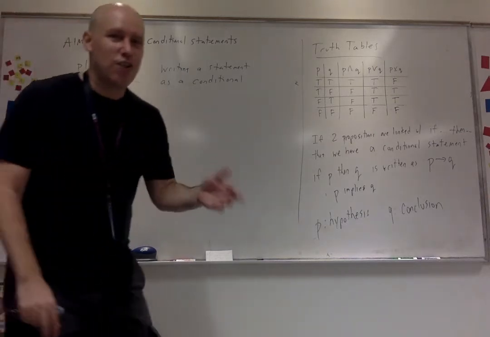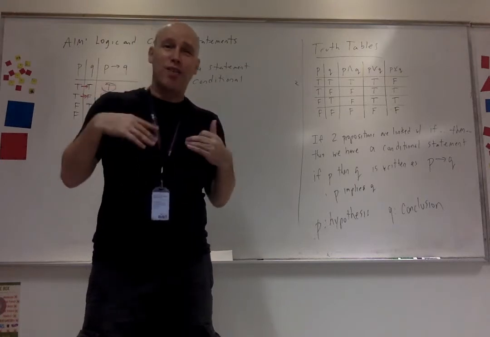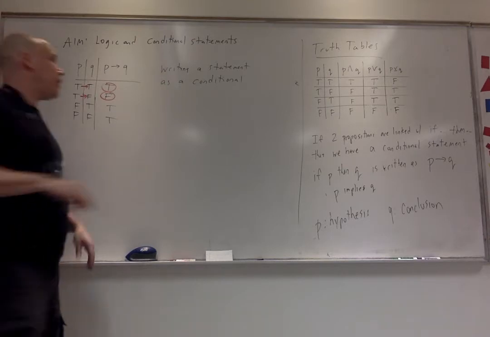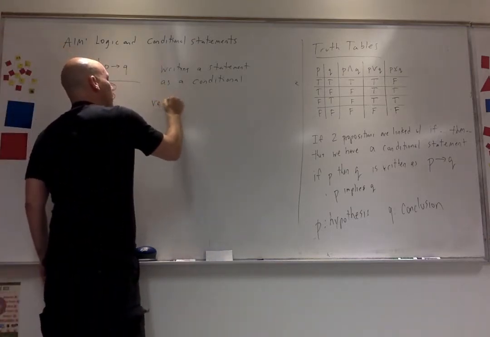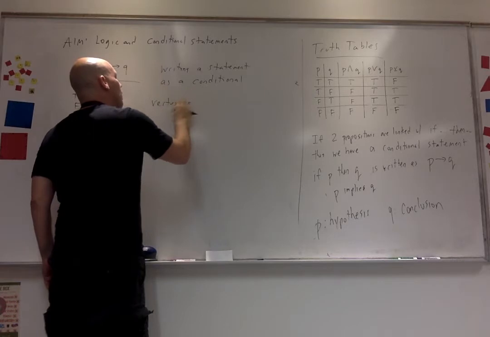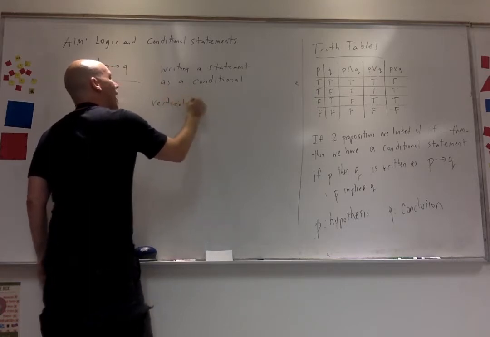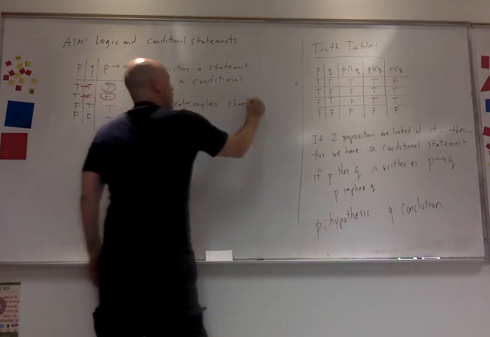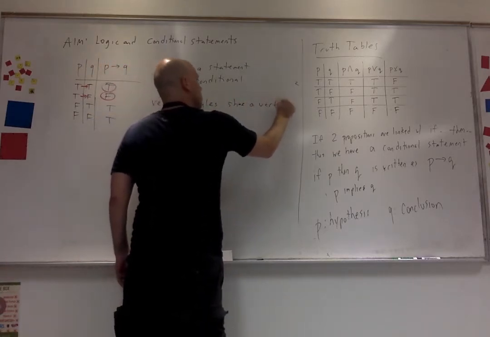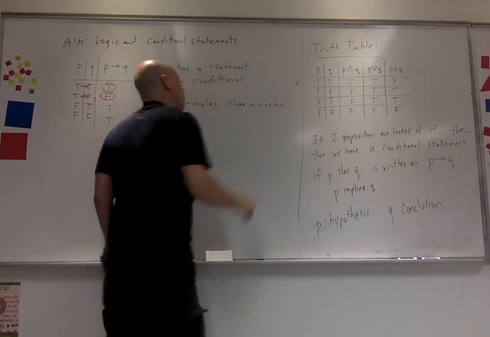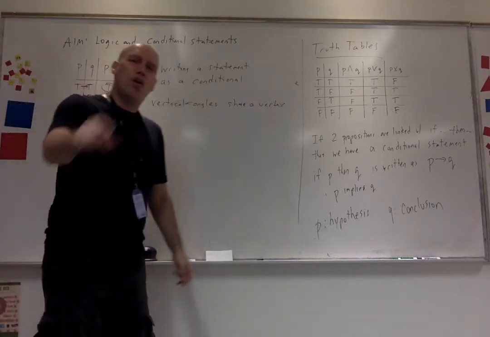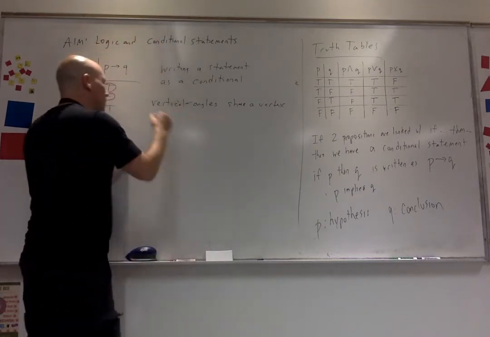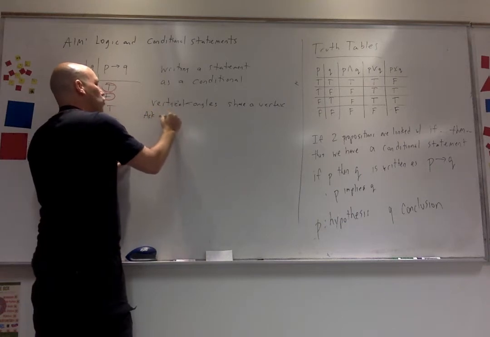So here's what you're going to do, because the book has a weird way of doing it, but I thought of something interesting. Here's a sentence: vertical angles share a vertex. How do we write that as a conditional? Well, I'm going to question the person who asked it. Say, wait, do vertical angles share a vertex? So first, ask a question.